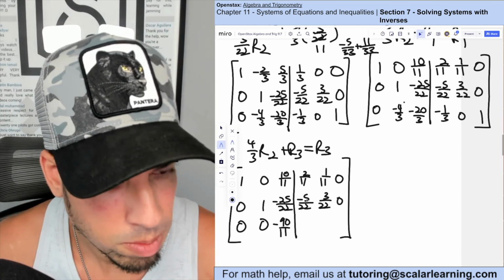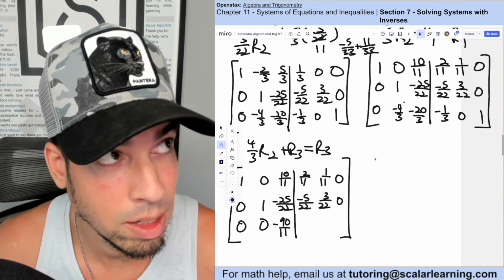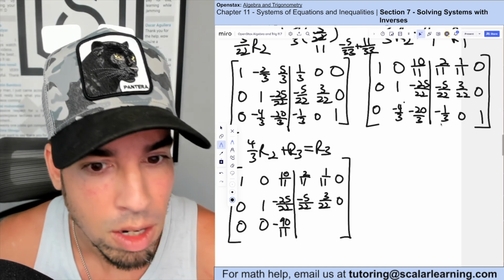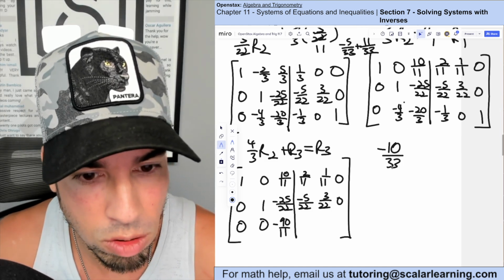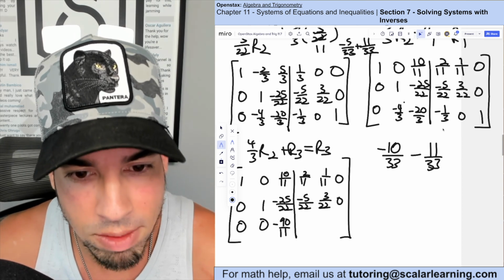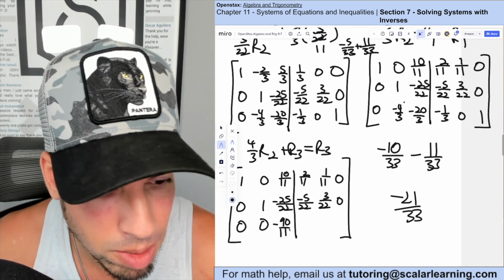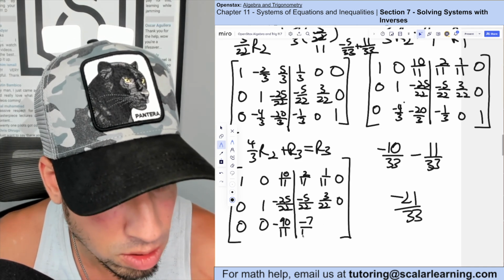Then we got 4/3 times negative 5 over 22. That's negative 20 over 66, negative 10 over 33. Negative 10 over 33 minus 11 over 33. That's negative 1/3, right? Times 11 and 11. So that's negative 21 over 33. Divide top and bottom by 3. That's negative 7 over 11.